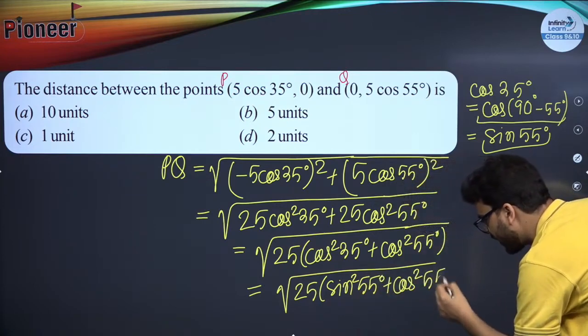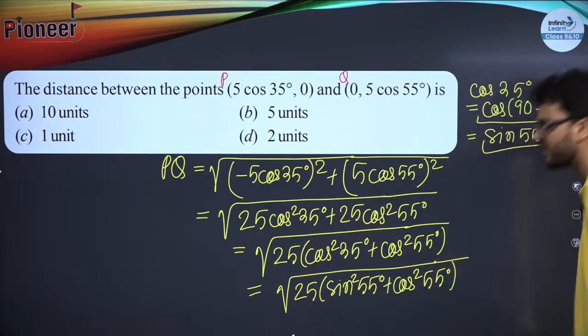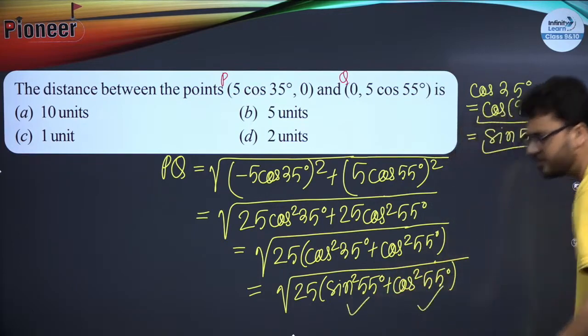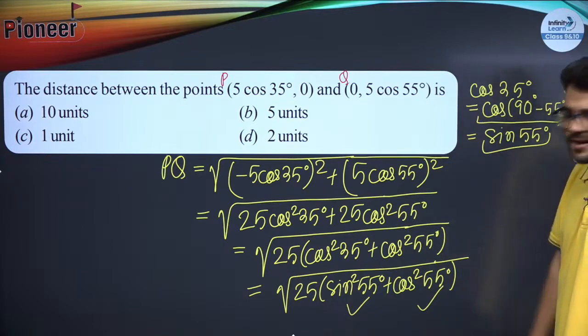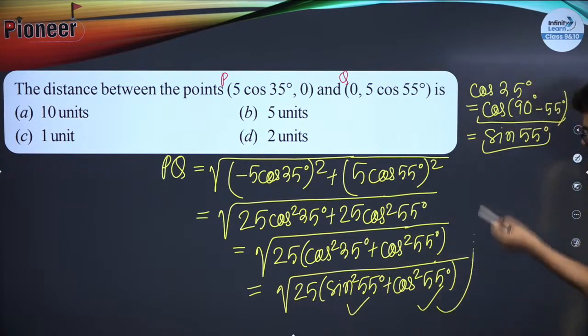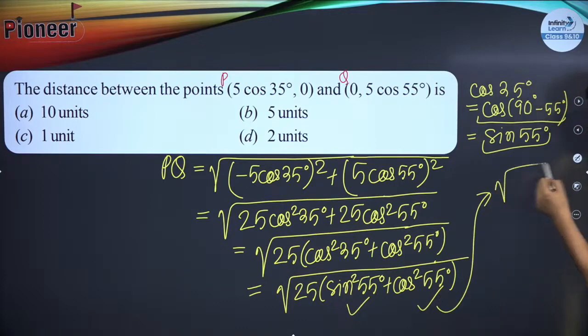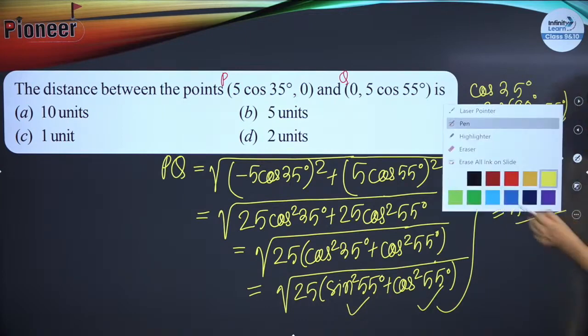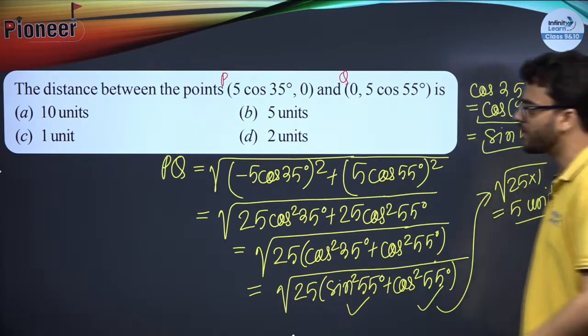Sin square 55 plus cos square 55. Now you know that sin square theta plus cos square theta is nothing but 1. You have studied this trigonometric identity. So that will be square root of 25 into 1, and that is nothing but 5 units. So the distance between these 2 points using the distance formula is 5 units.